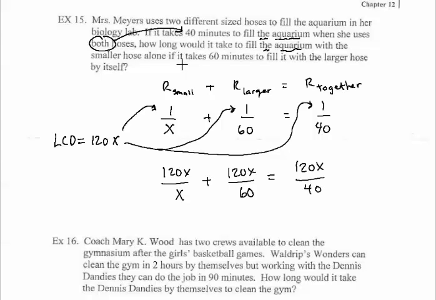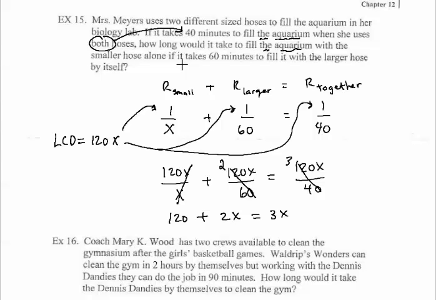At this point we simplify each fraction. For this one the x's cancel. For this one, 120 divided by 60 leaves us with a 2, and then 120 divided by 40 leaves us with a 3, and our equation reduces to 120 plus 2x equals 3x.